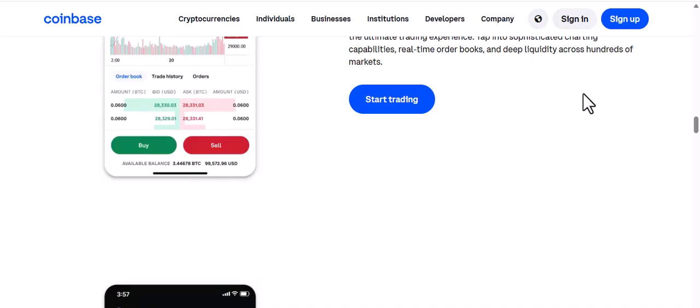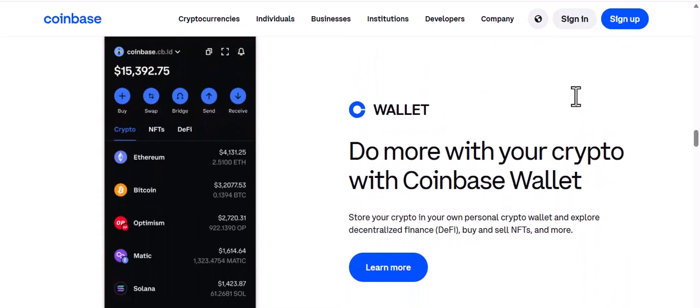So, how do you get started? It's simple. Since Coinbase Pro has been integrated into the main Coinbase app as Advanced Trade, all you have to do is log in and switch to the Advanced Trading interface. You can transfer funds instantly between your standard Coinbase wallet and your Advanced Trade account with zero fees.